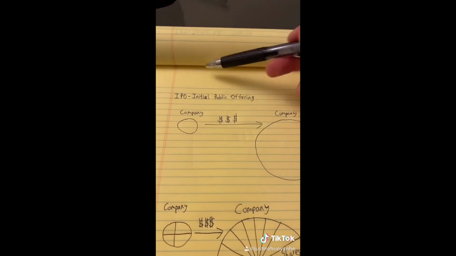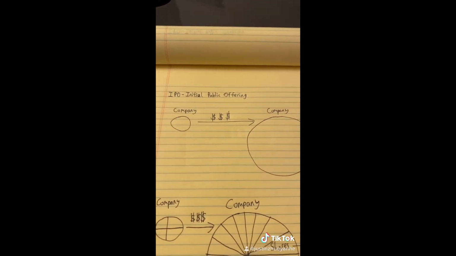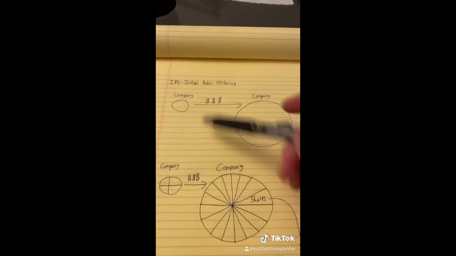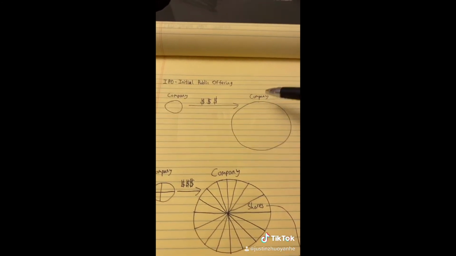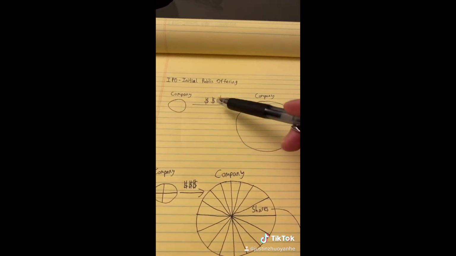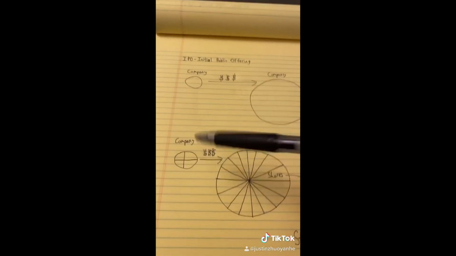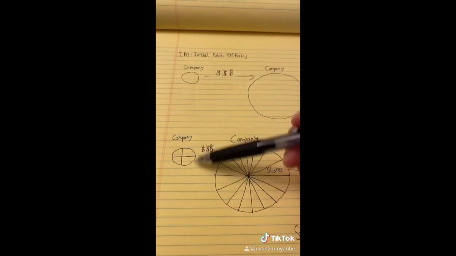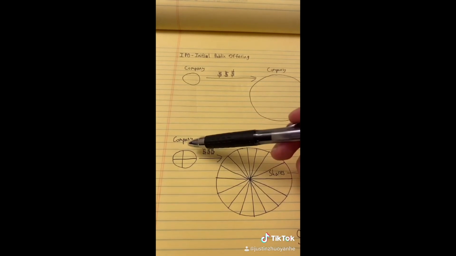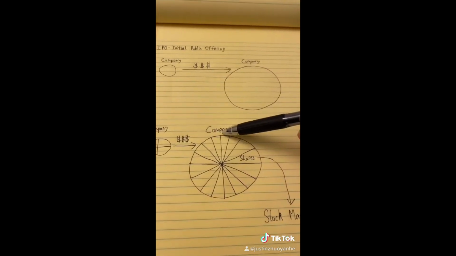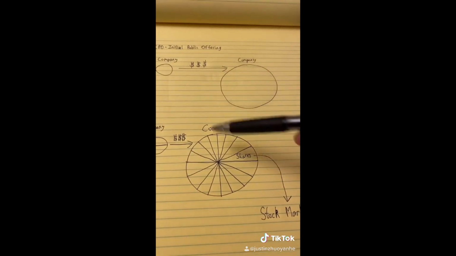IPO stands for Initial Public Offering, and you'll see why it's named that way very soon. So let's say we have a company and it wants to expand. In order to expand, it needs money, and it gets that from investors. So let's say the company starts off as small and privately owned, like all companies do, and it wants more money to become a bigger company and to expand.